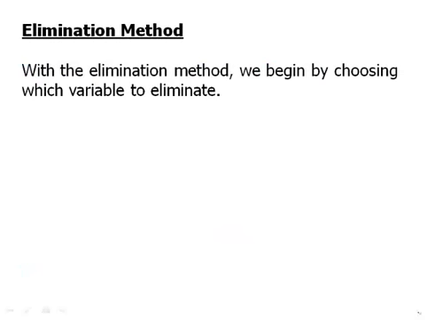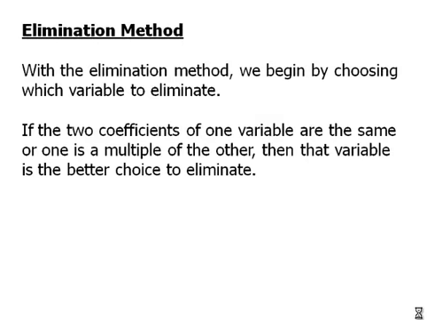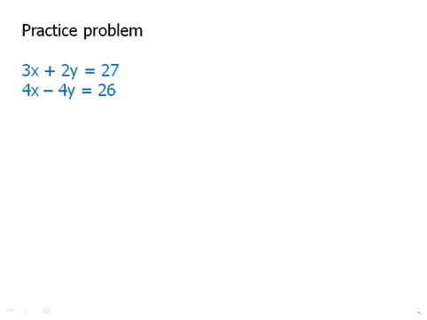With the elimination method, we begin by choosing which variable to eliminate. And in general, we could eliminate either one. If the two coefficients of one variable are the same, or if one is a multiple of the other, then that variable is the better choice to eliminate. So sometimes we get that. So for example here, I'm going to say pause the video and decide which route you would take to solve this with elimination, and then we'll talk about it.